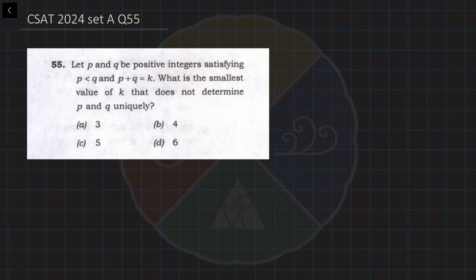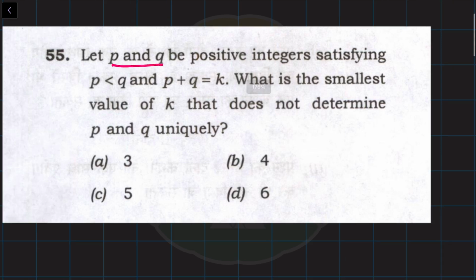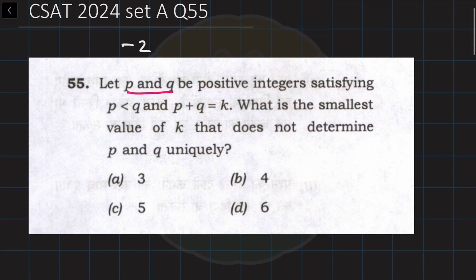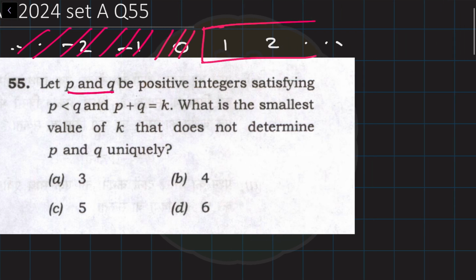Now let's see how to do this problem. Let p and q be positive integers. Positive integers basically means natural numbers, because if you look at the integers, it will be like -2, -1, 0, 1, 2, and it keeps on going. Out of this, negative can be ignored, and 0 is neither positive nor negative. So positive integers means 1, 2, 3, 4, basically natural numbers.